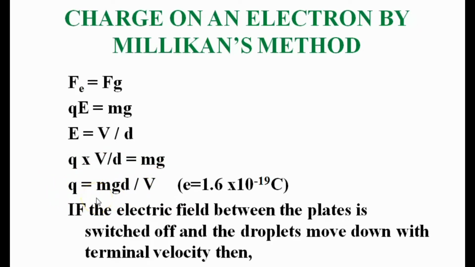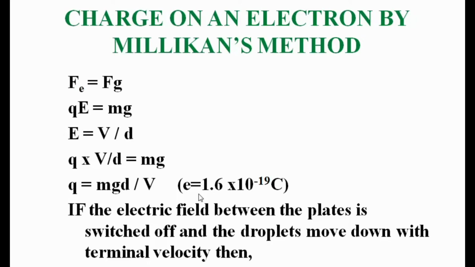Here he has concluded that the charge on the oil drop is the multiple of the minimum charge, and this minimum charge is 1.6 into 10 power minus 19. He has got the value of the charge of the oil drop, and he has concluded the total charge of the oil drop is equal to the multiple value of this minimum charge, which is 1.6 into 10 power minus 19, which is equal to the charge of electron. So he has concluded this.